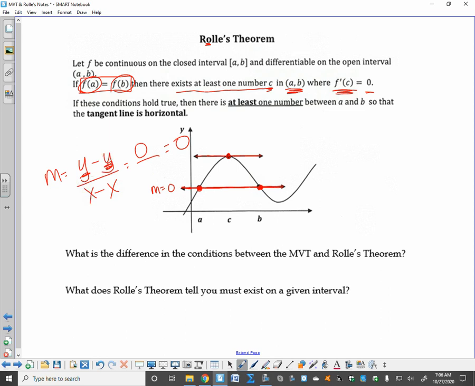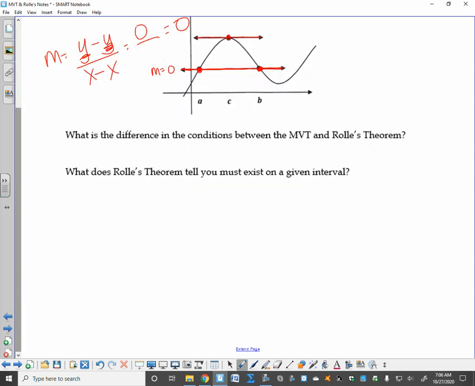So what is the difference in the conditions between the mean value theorem and Rolle's? The conditions, differentiable, continuous, same. The other condition for Rolle's is that f of a has to equal f of b. That is not true in the MVT. But for Rolle's, those two things have to be equal because that's what's going to make your y's the same, which is what's going to make your slope 0.